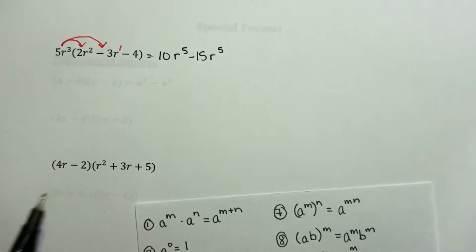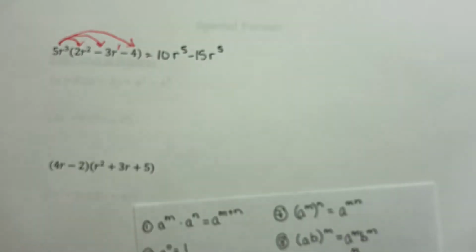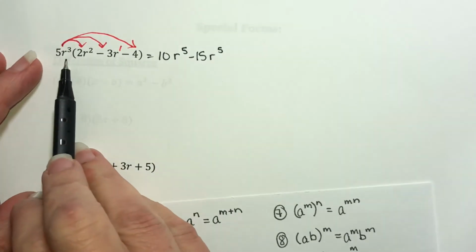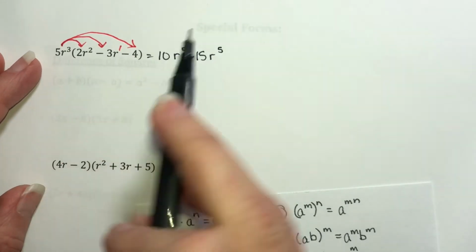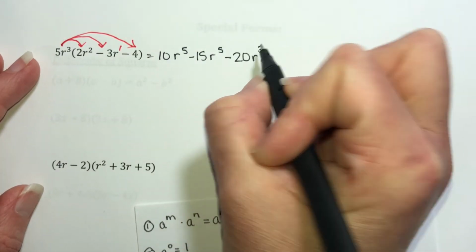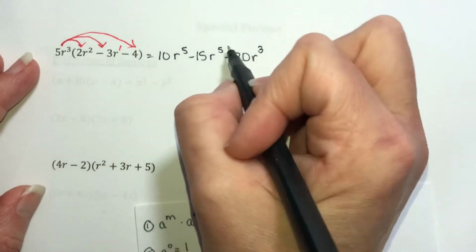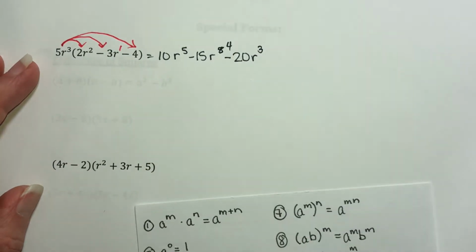And then I just have that last distribution, and there's no variable here, so I'm just multiplying the numbers really and carrying over the r cubed. 5 times negative 4 will be negative 20, and you have the r cubed. Okay, I wrote something wrong here. That should be a 4, shouldn't it? Yes, that's a 4. Sorry about that.